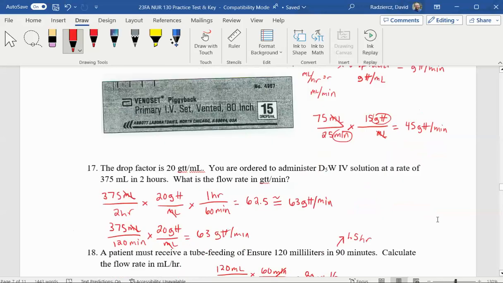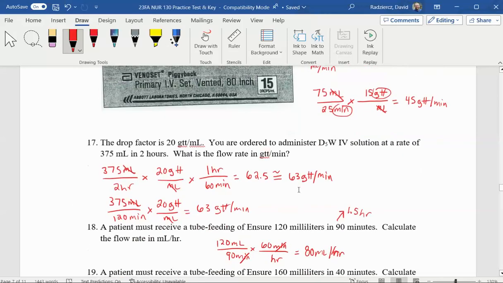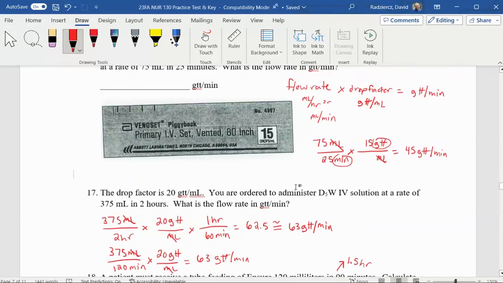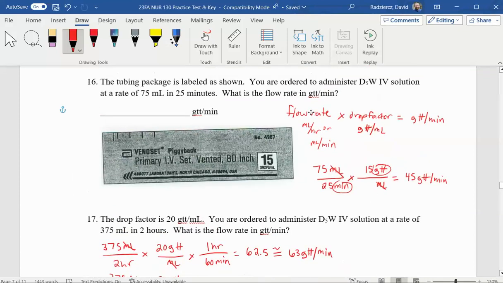I also did an additional problem. But before you move on, what was the formula that you said for that one? It's flow rate times drop factor. Oh, right there. That's where you wrote it. Okay. No, you're fine. Thank you for asking.